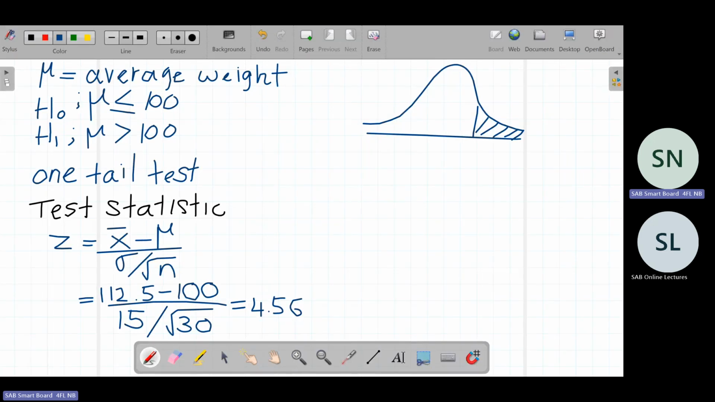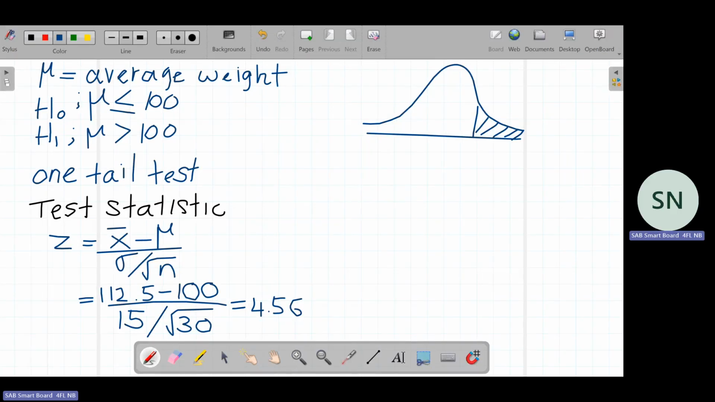What is it? Level of significance. Normally we denote the level of significance by alpha. Okay. Alpha means the area of here. Then this part we call the rejection region. It means alpha means what? Area of the rejection region.